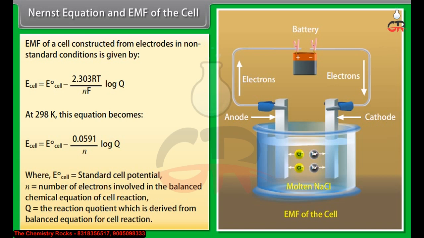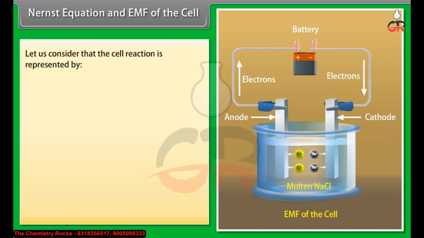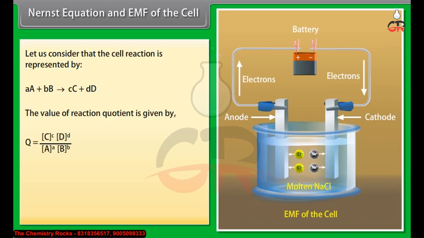Let us consider that the cell reaction is aA + bB gives rise to cC + dD. The value of the reaction quotient is given by Q = [C]^c [D]^d divided by [A]^a [B]^b.